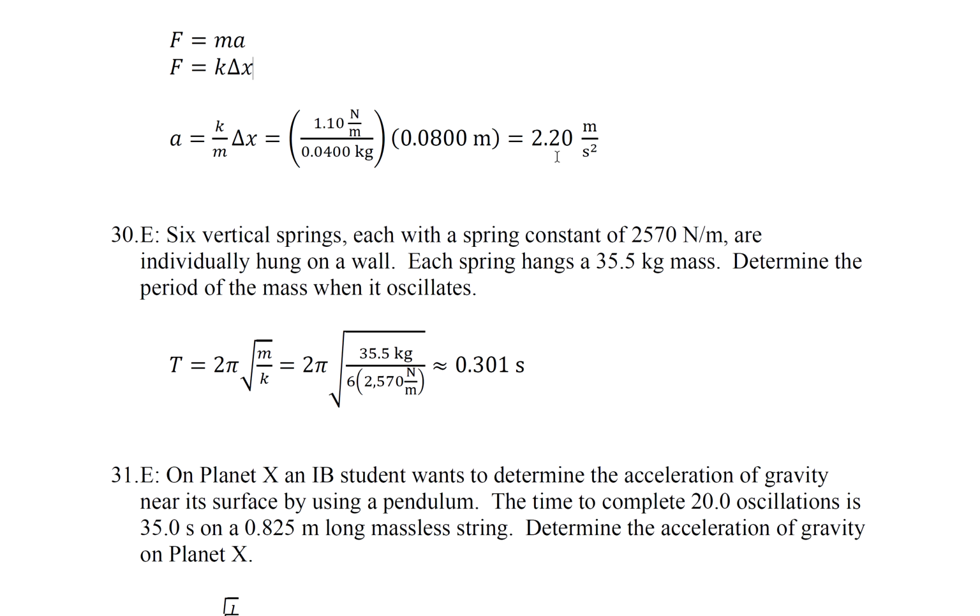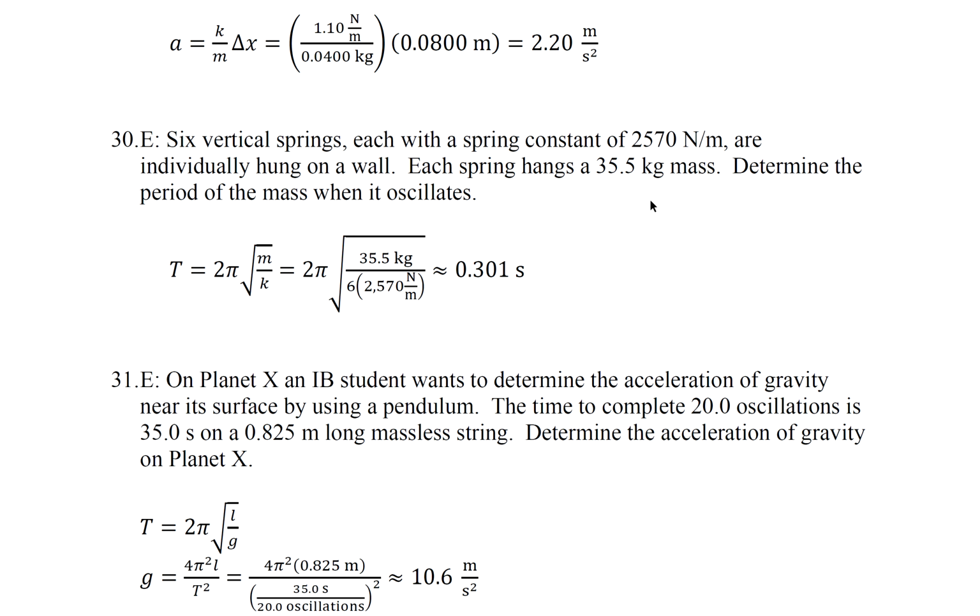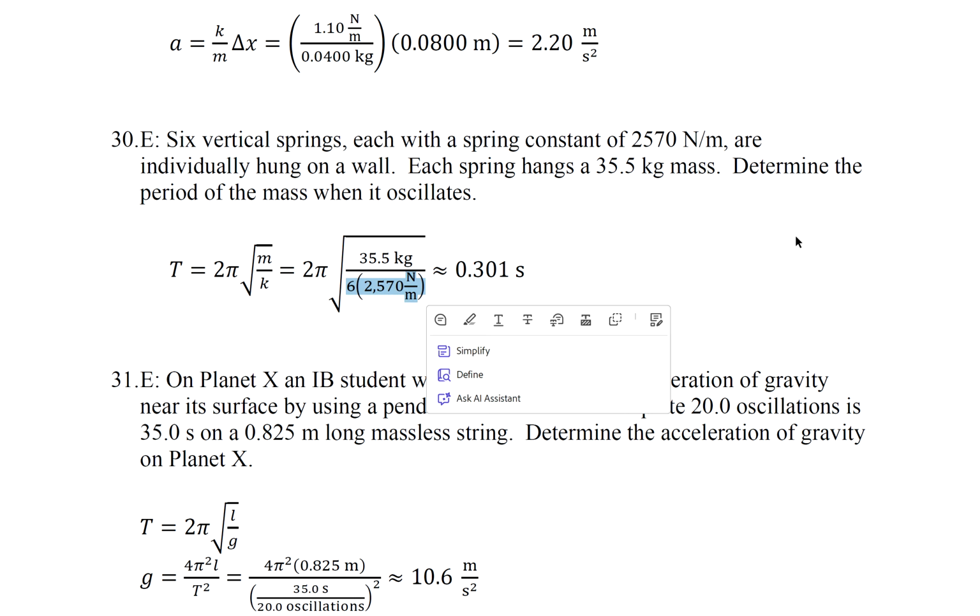Question 36. Vertical springs, each with a spring constant of 2570 newtons per meter, are individually hung on a wall. Each spring hangs a 35.5 kilogram mass. Determine the period of the mass when it oscillates. So it has 6 springs. When they're hung individually, you just multiply by the number of springs.